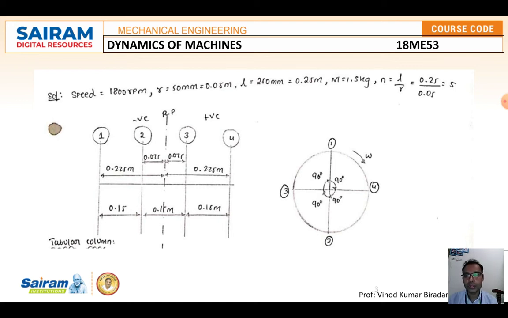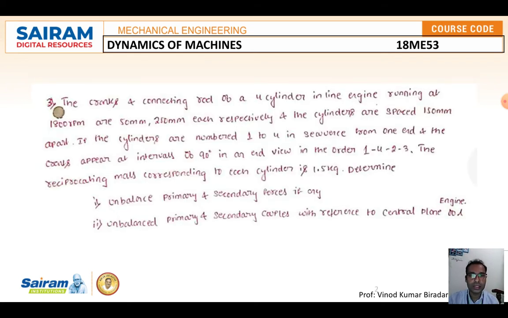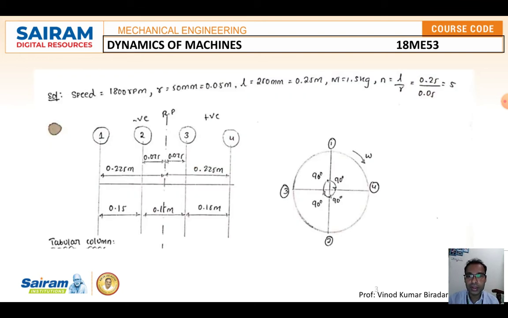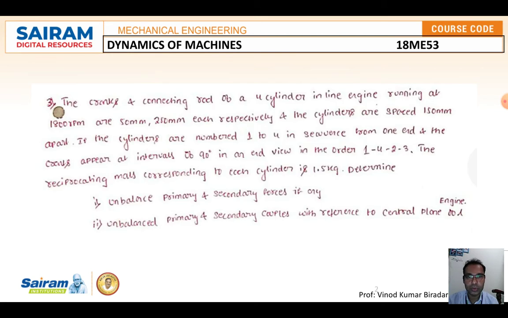Okay, so here, how are we going to assume the reference plane? Read the question here. The engine is running at a speed of 150 rpm, and the cylinders are spaced 150 mm apart. If you divide that 150 apart, you are going to get one reference plane. We are going to consider the middle, in between, the central plane.